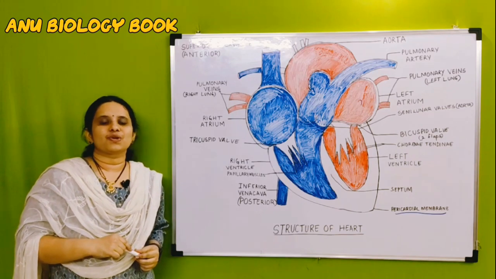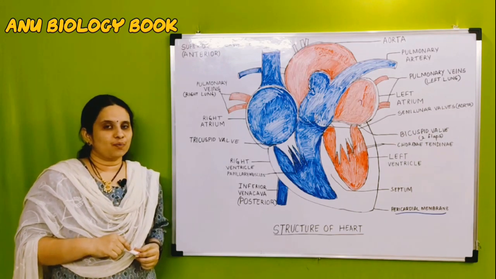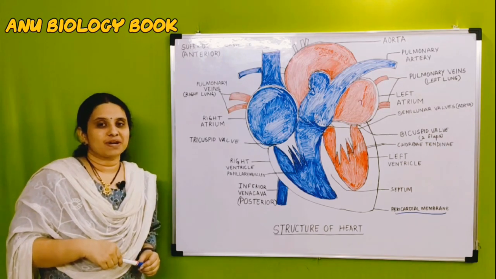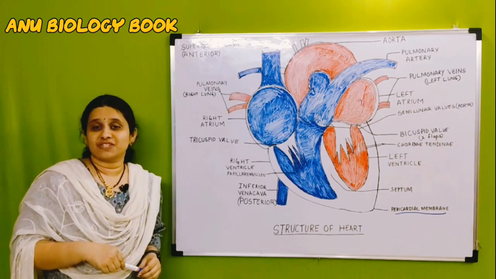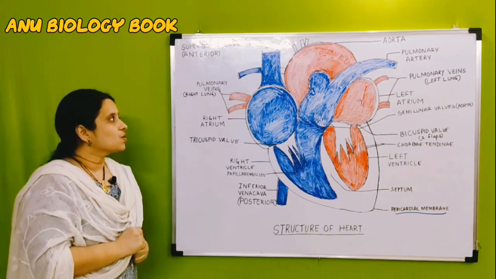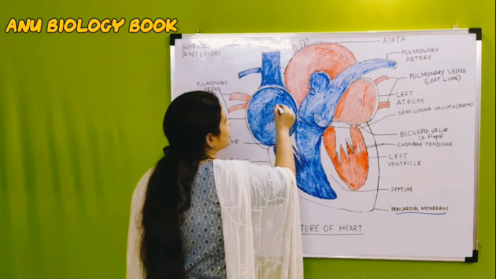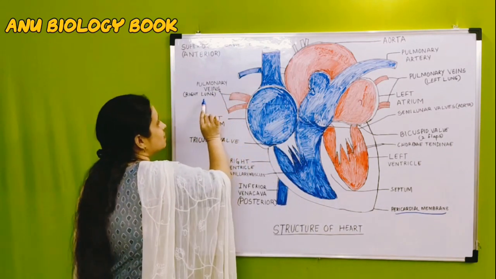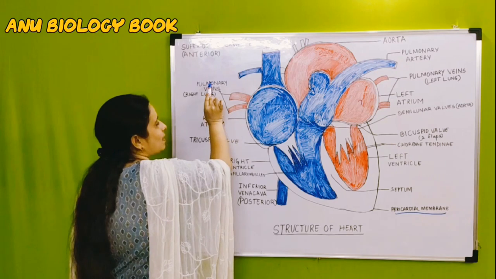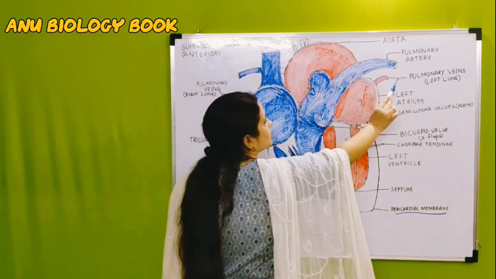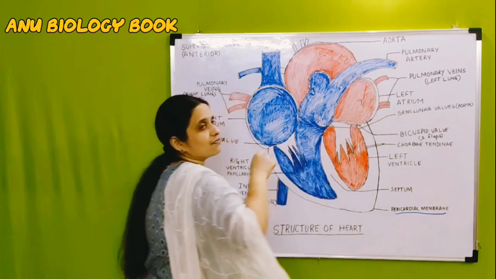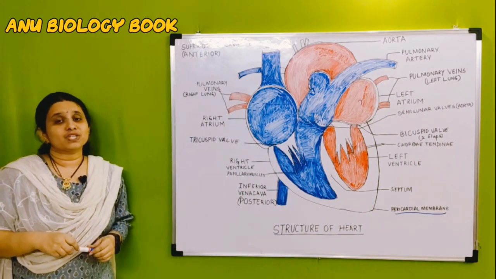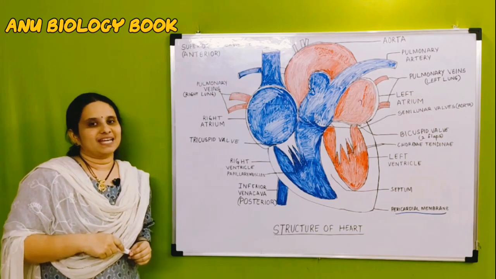And coming to the veins, the first important vein we have seen is the pulmonary veins, which come from the lungs into the left atrium. Right? So here these pulmonary veins open into the left atrium. From the right lung we can see the pulmonary veins and also the two pulmonary veins from the left lung. So there are totally 4 pulmonary veins which open into the left atrium.